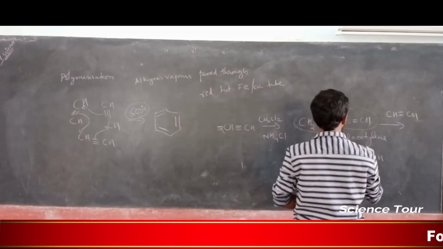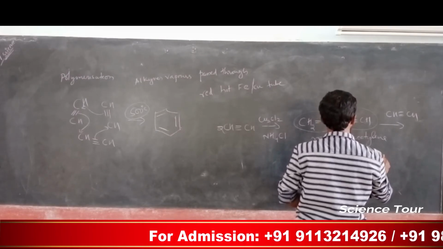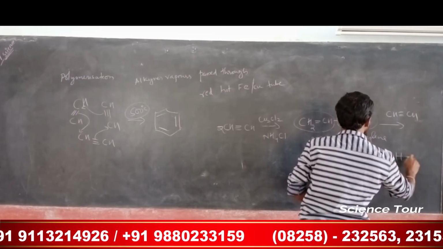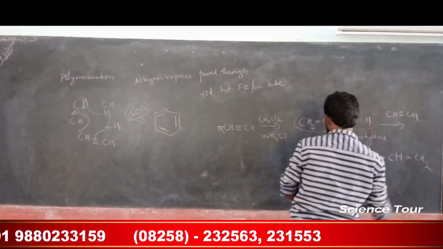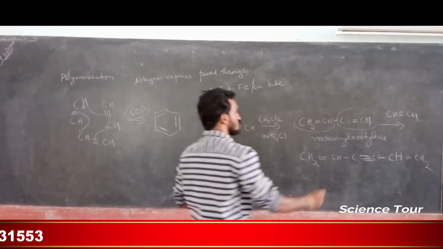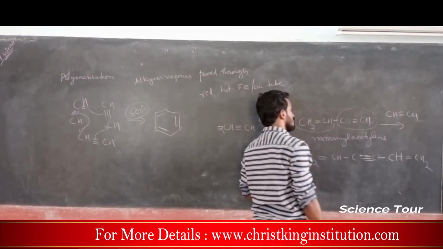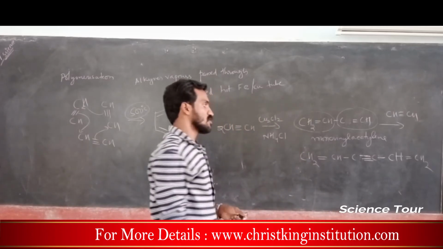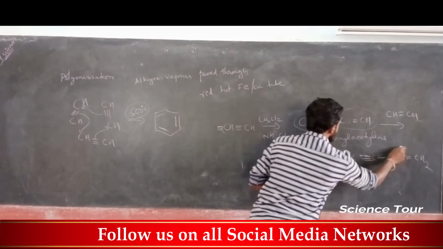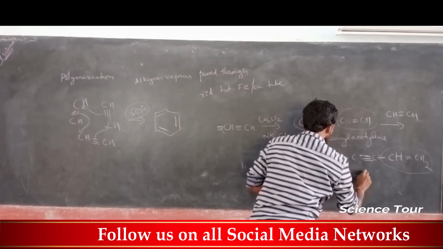Again, divinyl acetylene, how to produce? This is divinyl acetylene. This is monovinyl acetylene. Again monovinyl acetylene reacts with the acetylene molecule, it gives divinyl acetylene. This is a vinyl group, this is a vinyl group. So it is called divinyl acetylene.